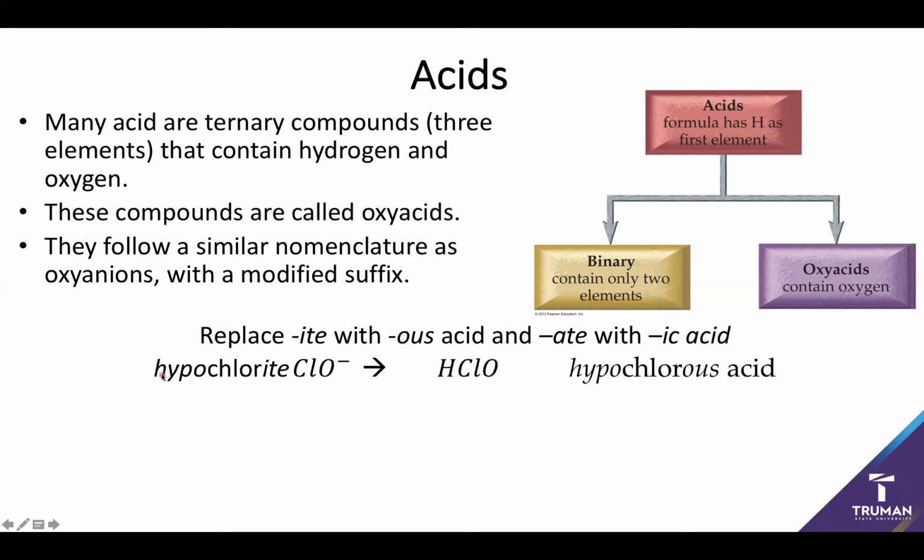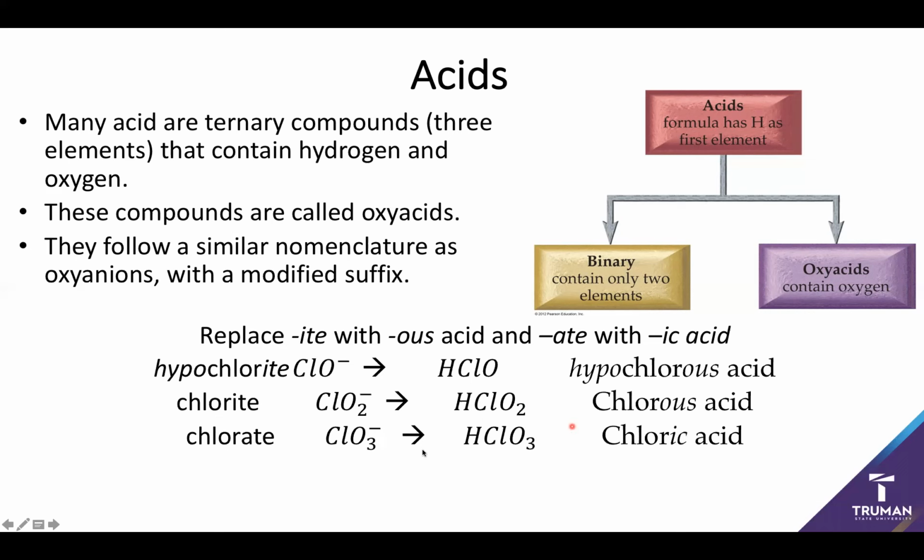So for example, hypochlorite now becomes hypochlorous acid. So adding the H, all it does is change this suffix. Similarly, chlorite now becomes chlorous acid. And chlorate now becomes "-ic", so chloric acid. And the same thing with perchlorate now becomes perchloric acid. And it is worth noting that these become fairly common in use.